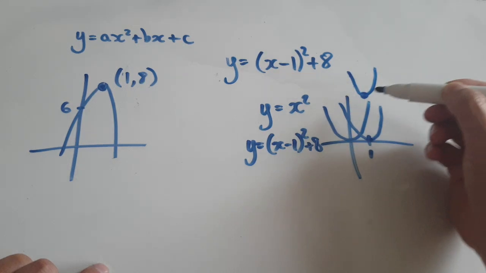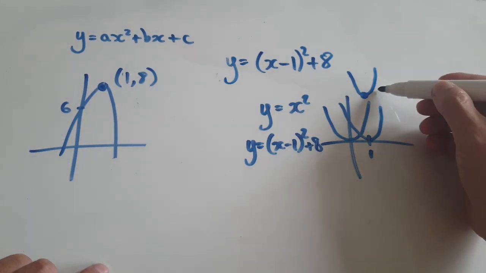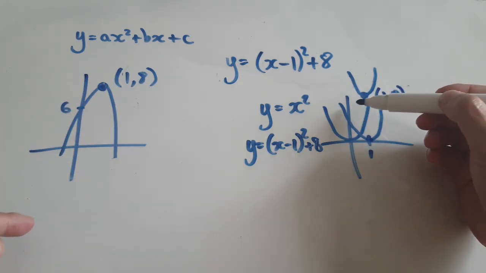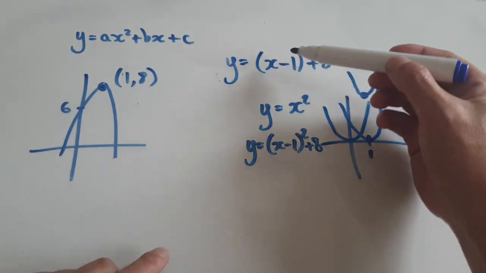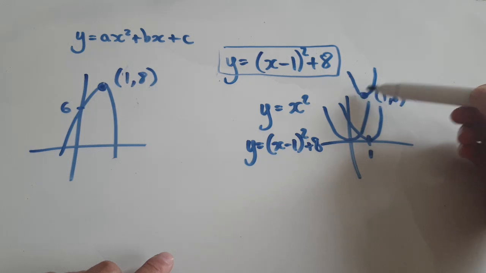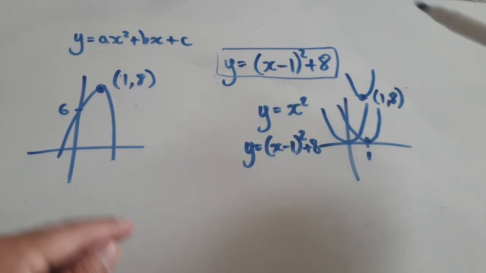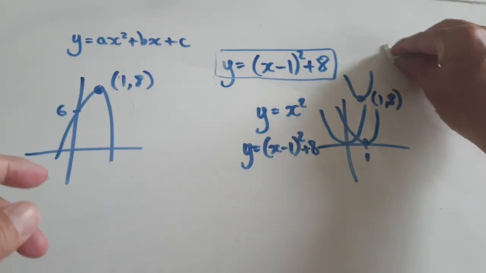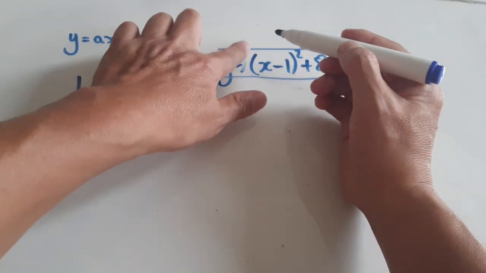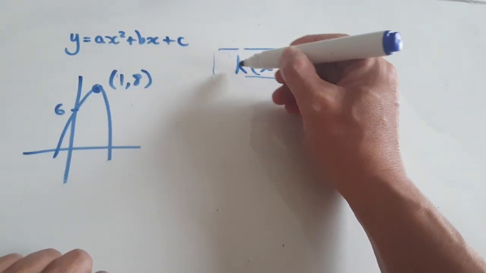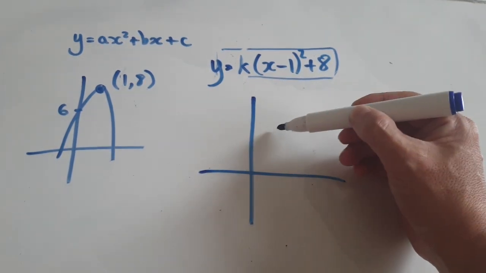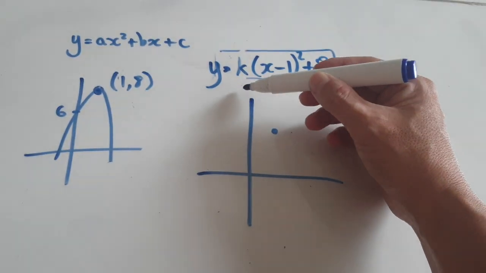So currently our quadratic looks like this, with the vertex at 1 across, 8. But we want it to be upside down, and we want the intercept to be at 6. By considering this, you're forcing the vertex to be pinned at 1, 8. Now, let me clean this up. There's a trick: stick a constant k in front of it. This k allows you to change the quadratic.